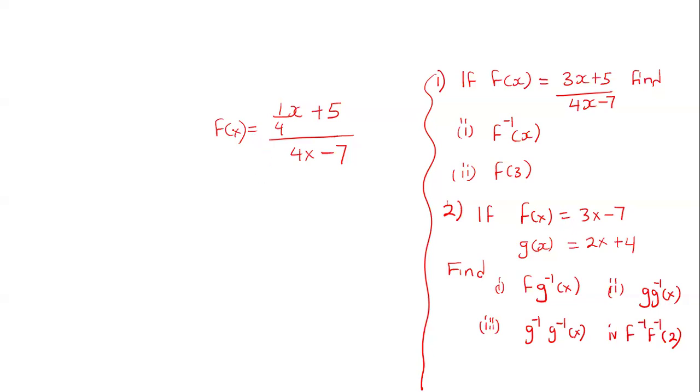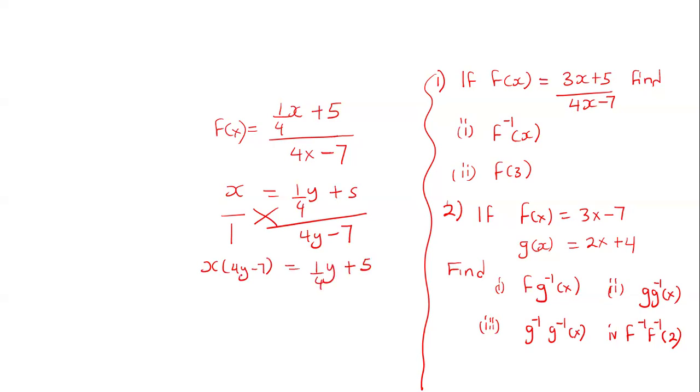Now, Joshua was asking, what about when they give us something like this? Still what you do, you interchange, you say, this is going to be my x is equal to a quarter of y plus the 5 out of 4y minus 7. So what you do now, you cross multiply. So I'll have x into 4y minus 7 equaling a quarter of y, then plus the 5. Open your bracket, say 4xy minus 7x will equal a quarter of y plus the 5.